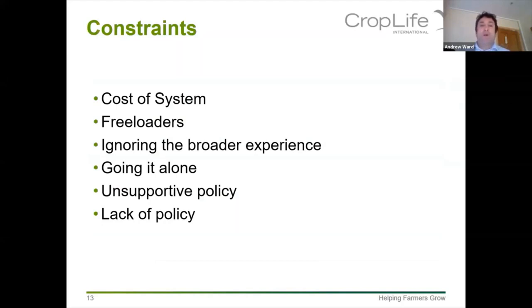Constraints to container management. Of course, people are concerned that it will be costly, especially to establish. Where there are freeloaders, so that there are companies who aren't paying for their containers to be managed, it erodes trust in the system and can lead to container management collapse. Ignoring the broader experience, we have experience in 51 countries. How can we build on that rather than making the same mistakes that maybe some of the other programs experienced when they were established?